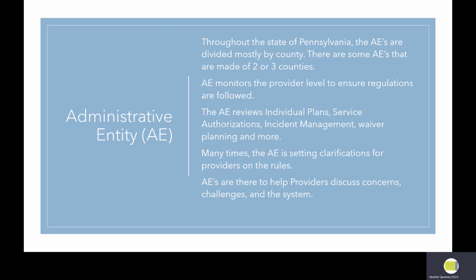Our administrative entity, or AE, is the county level. The AE approves services, they review incidents, they work on waiver planning, our waiver waiting list, and more. They're responsible for monitoring the providers in their county, keeping communication with them about all waiver requirements. The AE is an entity that does a lot of oversight of the services and those who provide them.